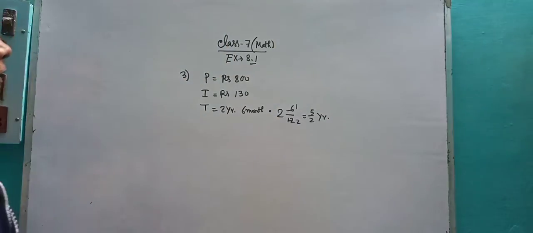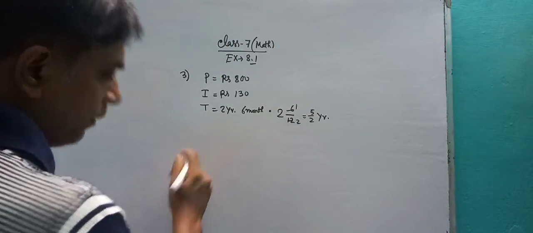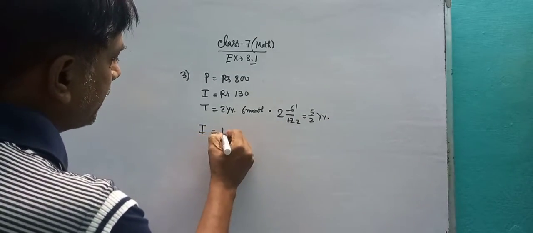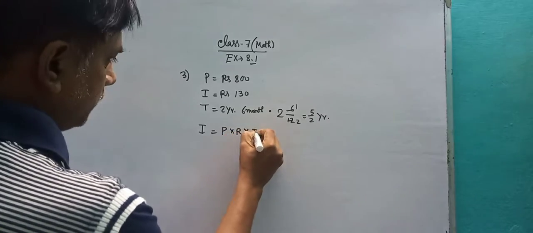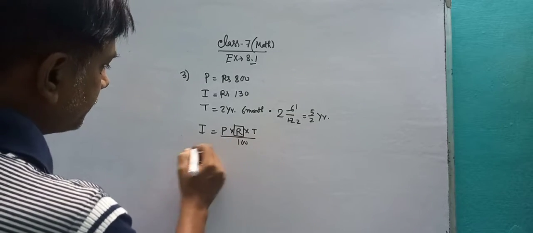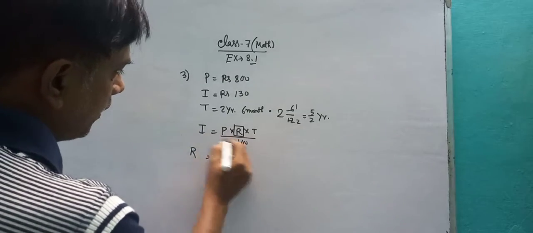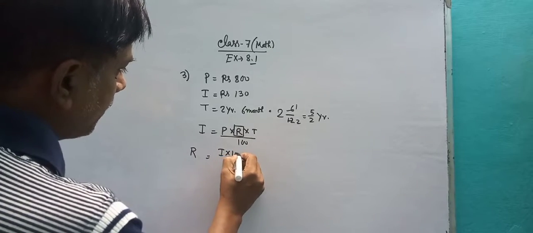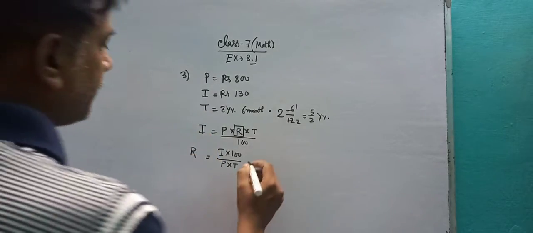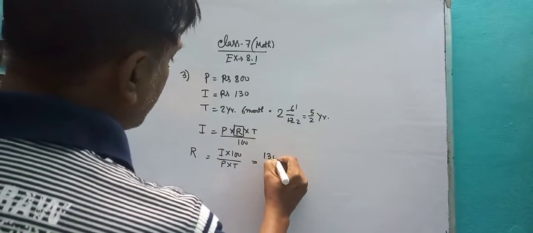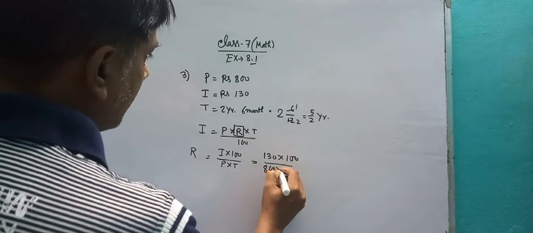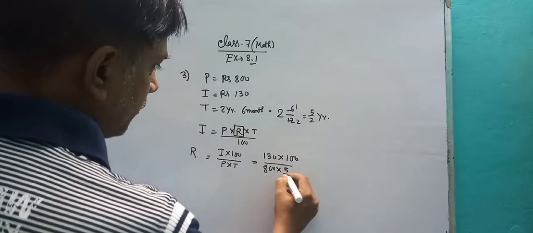Okay, now next part. We are required to find the rate of interest. So I is equal to PRT by 100, you already know that. Whatever is required, I have to find out R. So R is equal to I into 100 by P into T. I is 130, that is into 100, P is 800, and time is 5 by 2.